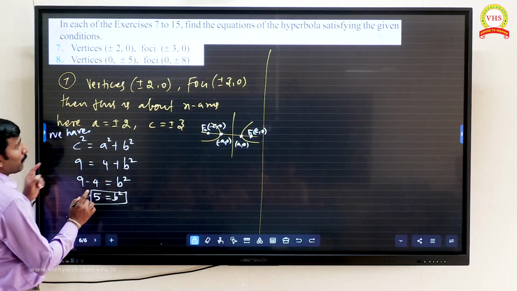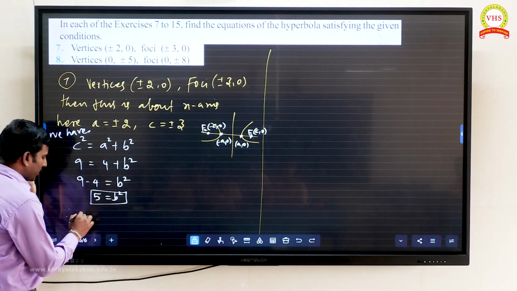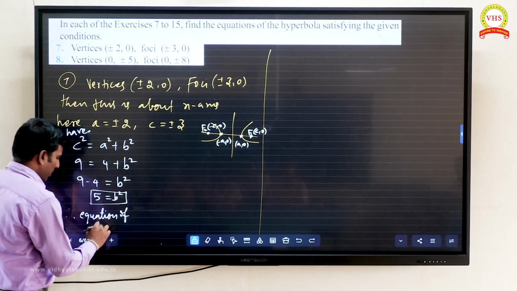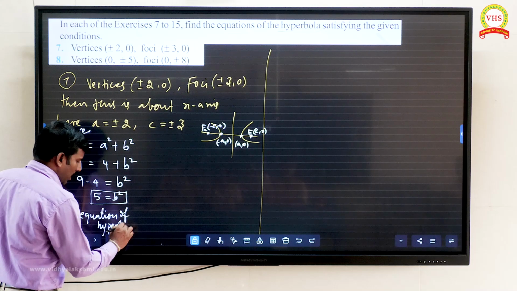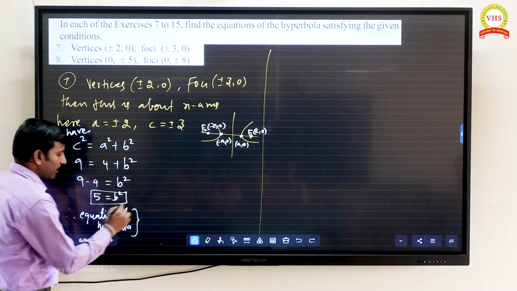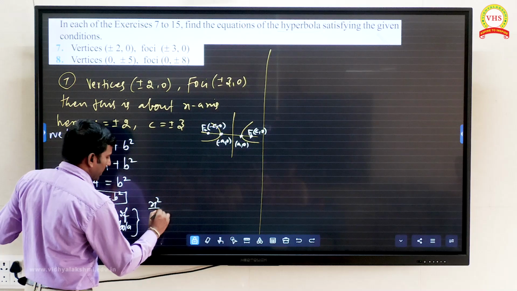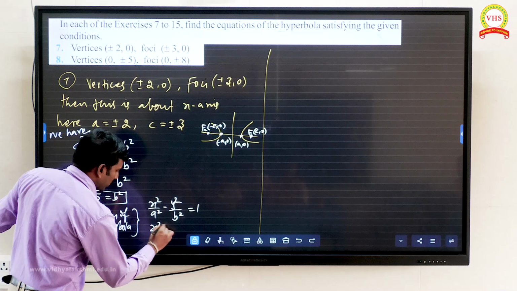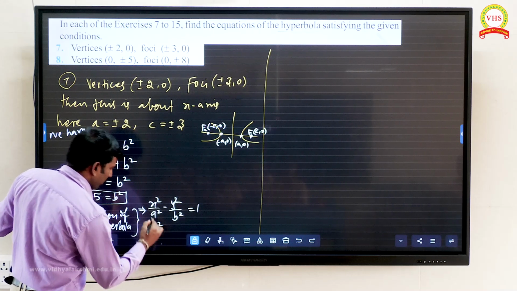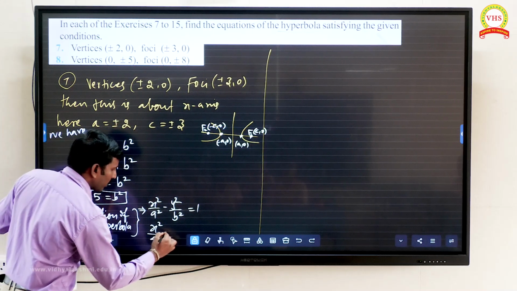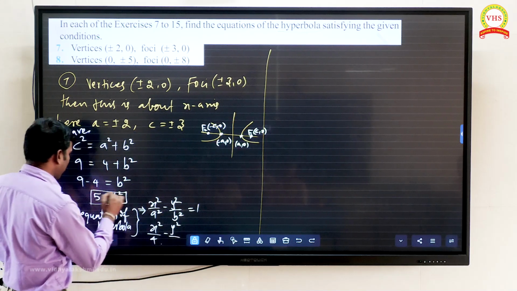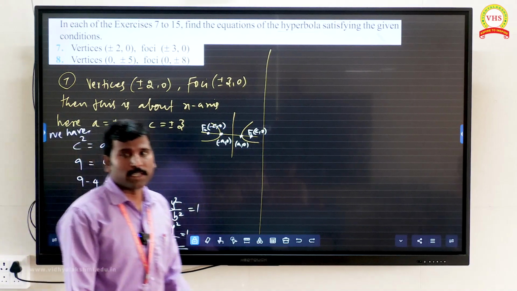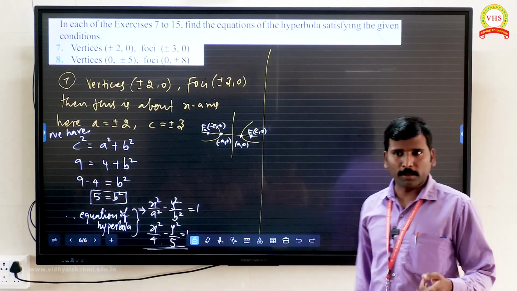So therefore, it's about x-axis. Then the equation of hyperbola about x-axis, okay, this is about x-axis, children. And what is that? x square divided by a square minus y square divided by b square, which is equal to 1. So x square divided by a square, a value 2, square value is 4, minus y square divided by b square, b square value we have here 5, which is equal to 1. That's it, children. Is that our required? It's very simple only. Am I right? Yes.